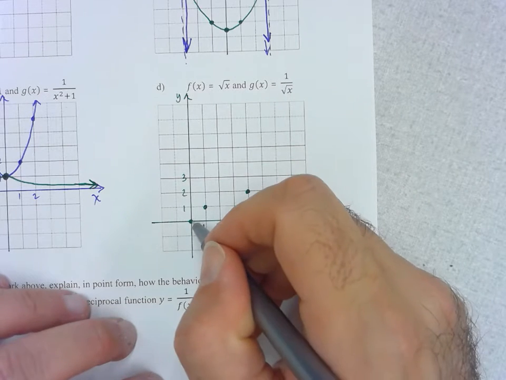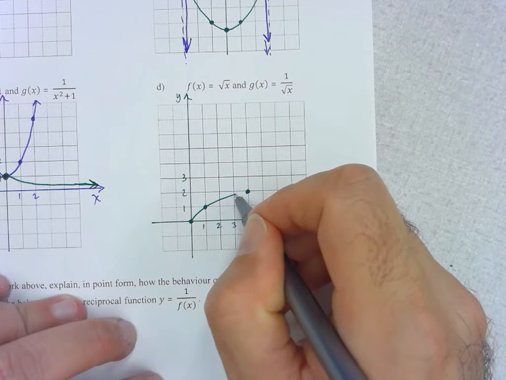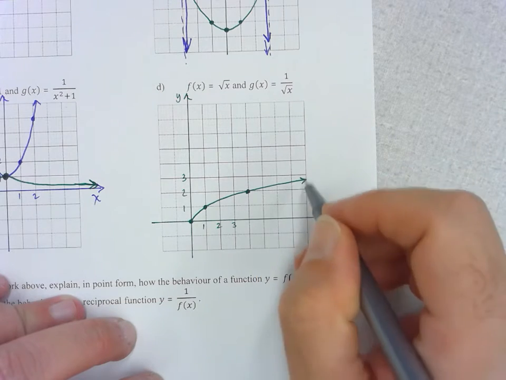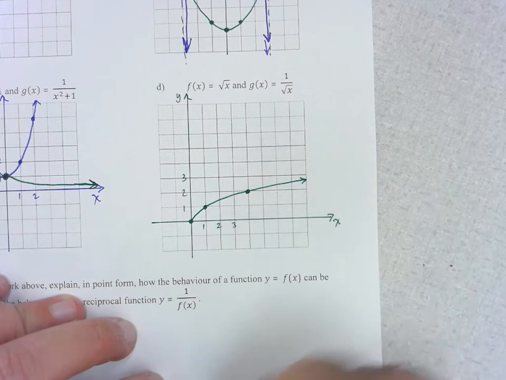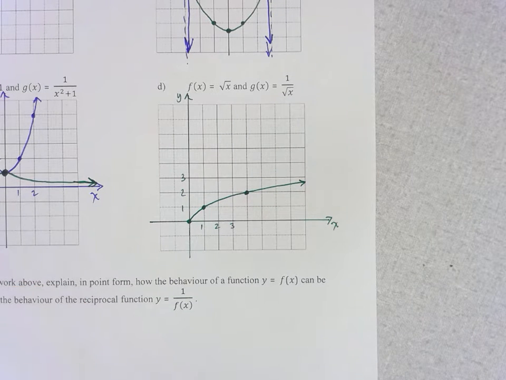3 points is enough, and let's try to draw a nice curve. There we go. We know we're not going to quite reach 3 since we don't get to 9 here. Okay, so this is our original function. Let's see if we can figure out what our reciprocal function is going to look like.